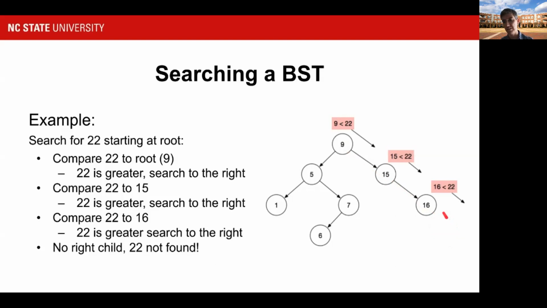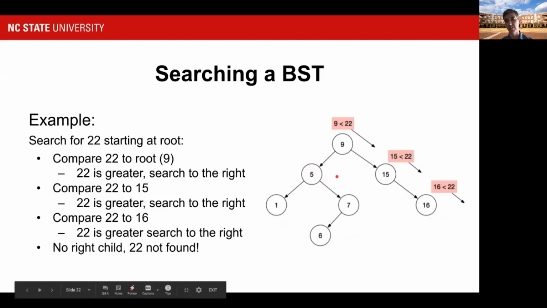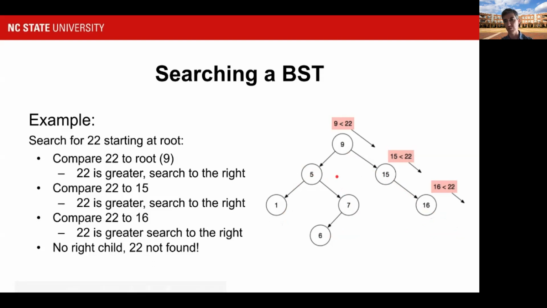22, because if there was, it would have to be the right child of 16 or in the right subtree of 16. And since there's no right subtree of 16, 22 isn't present. I didn't have to come over here and look at this other subtree because I know all those numbers have to be less than 9, and therefore 22 can't be there.